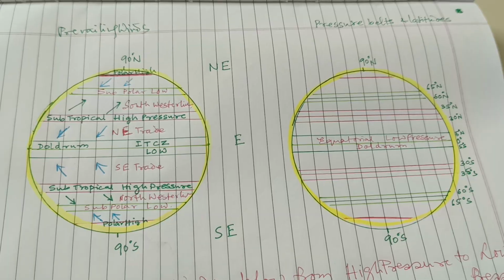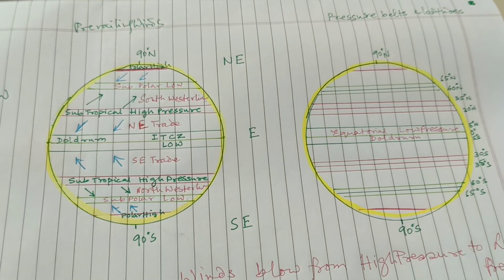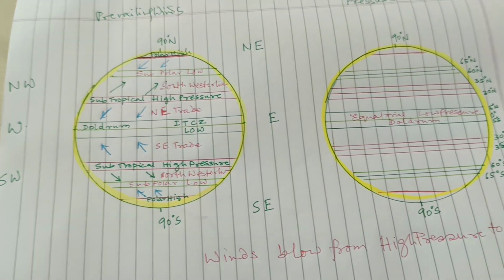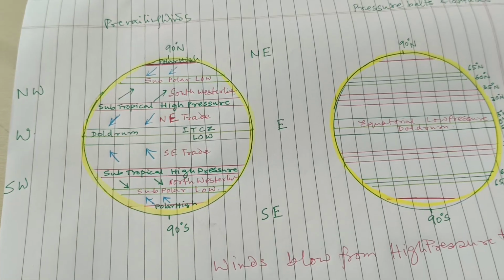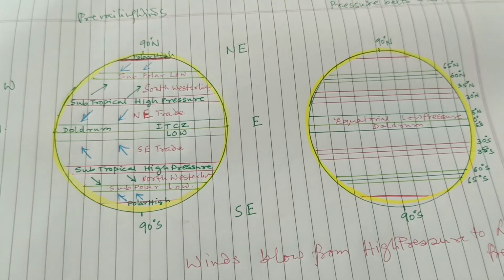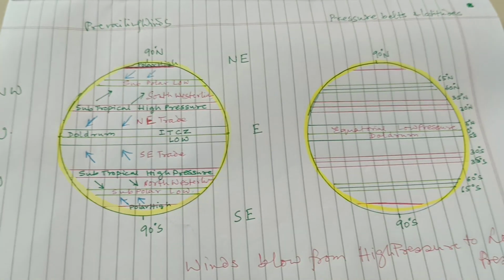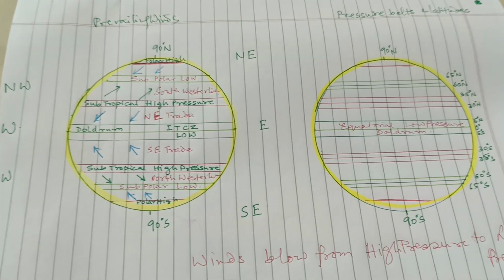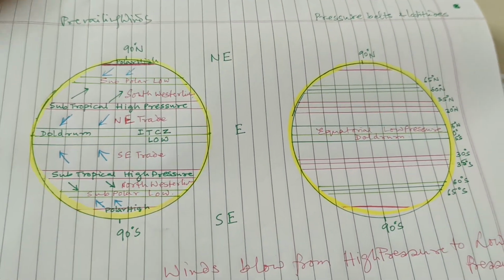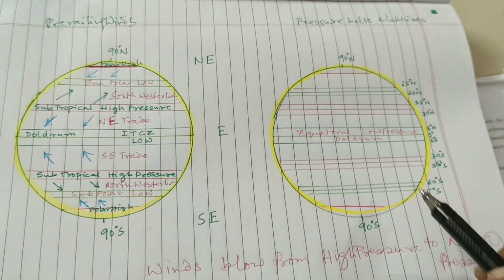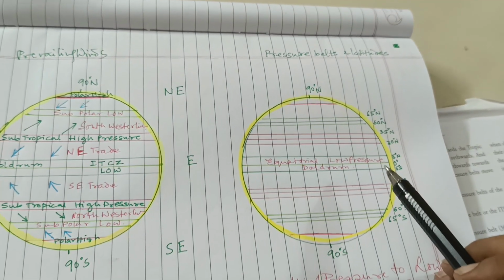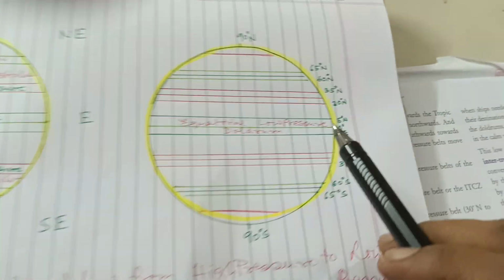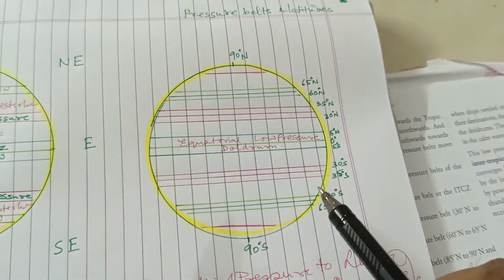First we will see the pressure belts and latitudes, and then we will come back to the prevailing winds, and we will see how the direction is very important for prevailing winds, and how the Coriolis force and Ferrell's law are important for the wind blowing in the northern hemisphere and southern hemisphere. So let us start one by one. First I will go to this particular diagram where I will show you how pressure belts and latitudes are very important when you are drawing the diagram.